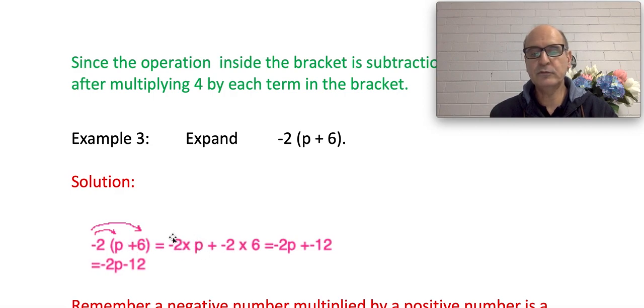Alright, then minus 2 times p, a negative times positive is a negative answer. So you get minus 2p. And the plus, that's the plus, then again negative 2 times 6 is negative 12. So we end up with minus 2p plus minus 12. But remember, plus minus means just minus. So you can drop the plus and just keep the minus. So your final answer is going to be minus 2p minus 12, because we can drop this plus. When you got plus, then minus, it is just minus, like this.